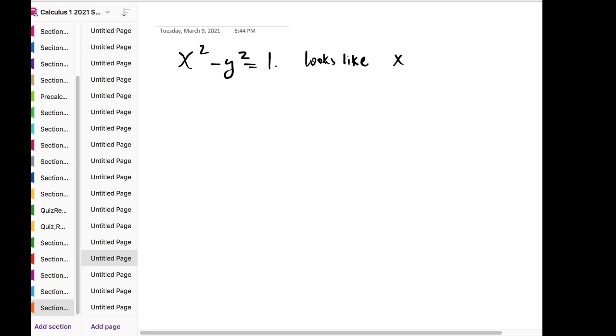It looks almost like x squared plus y squared equals 1, right? If you remember, cosine and sine were generated from this equation, cosine squared plus sine squared is equal to 1. So there are similar equations for hyperbolas.